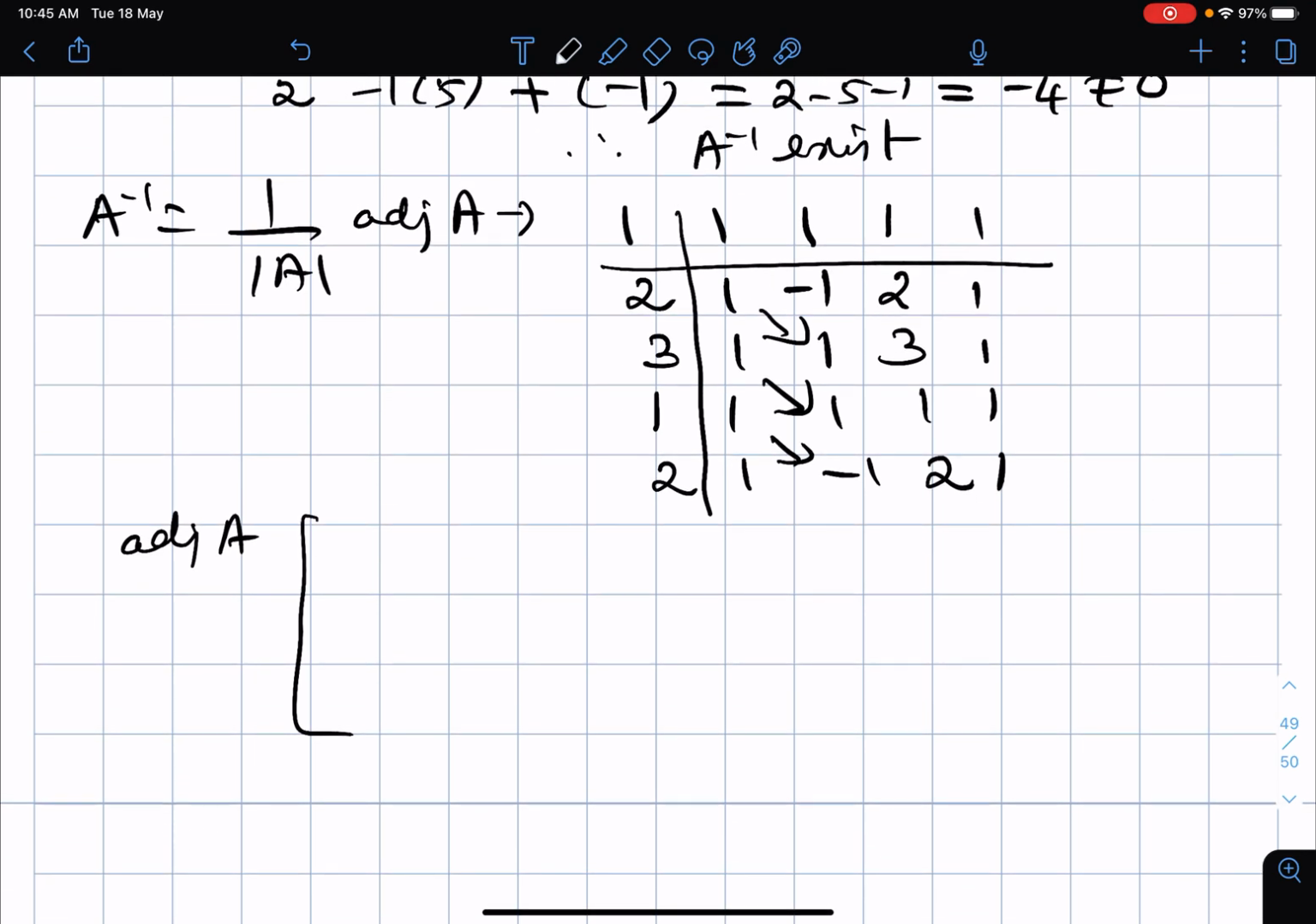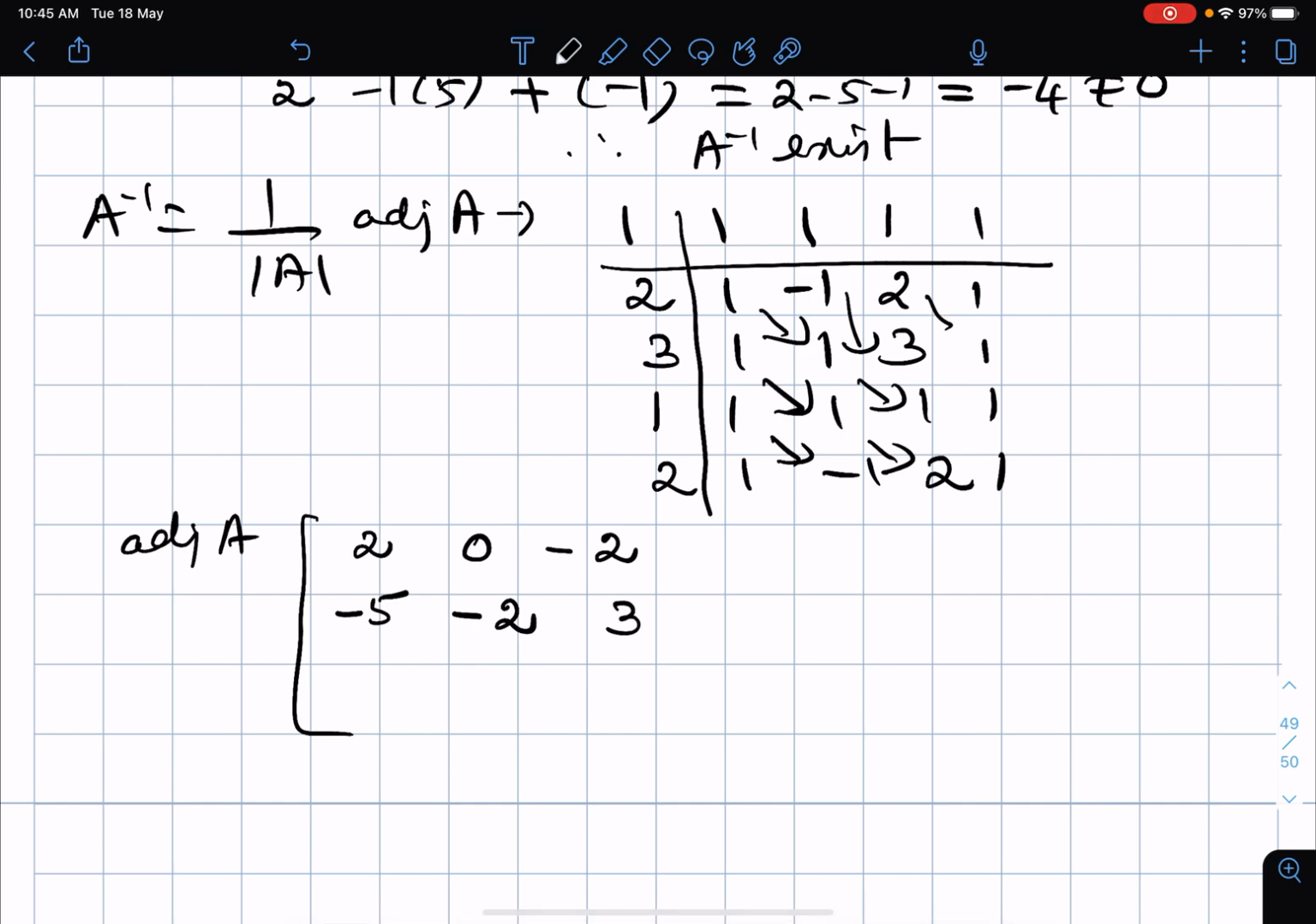So what is going to be your first element? 1 plus 1, it is going to be 2. And your second element, 1 minus 1 is going to be 0. And your third element, minus 2. Now coming to your second column, multiply column wise and write it row wise. It is going to be minus 3 minus 2. So second element is minus 5. Second row, second element, 1 minus 3, so minus 2. 2 plus 1, it is going to be 3.